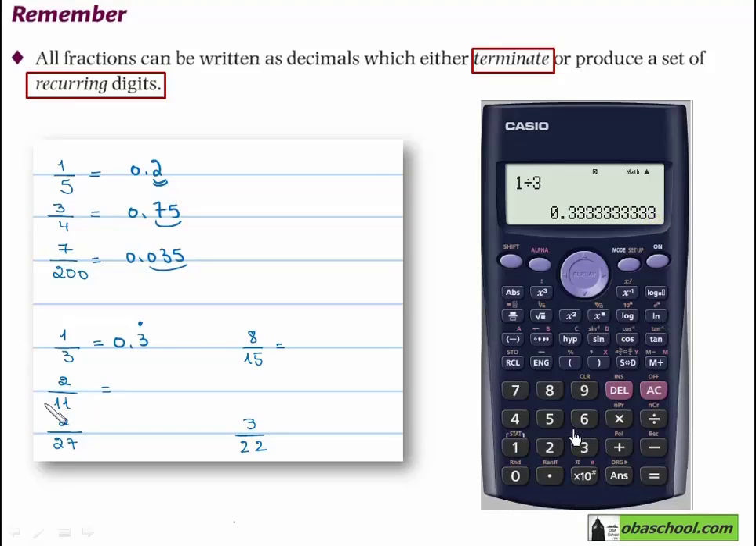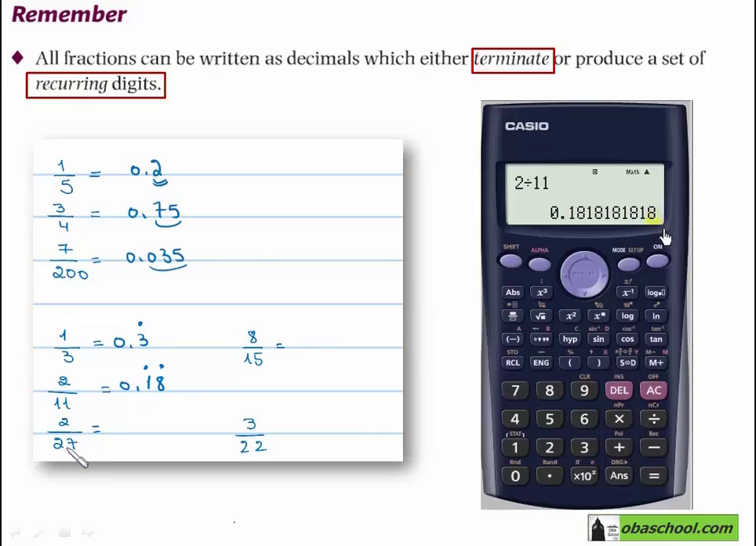Now, if we divide 2 by 11, the answer will be 0.18181818 and so on. The number that is repeated in the decimal place is 18, so I can write 0.18 and put dots over 1 and 8, which means that 18 is the number that is repeated in the decimal place.